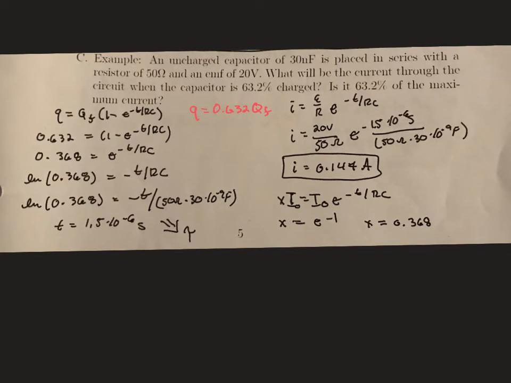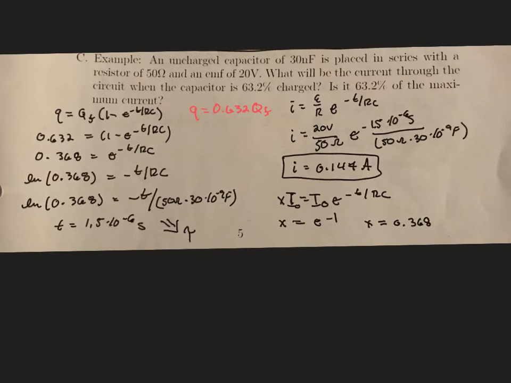I'm then going to do some algebraic rearrangement so that I can solve for t. First I'm going to subtract 1 from both sides and then multiply by -1. That's how we get the 0.368 here. And then I'm going to take the natural log of both sides to get rid of the exponential. I'm finally going to plug in the resistance and the capacitance and get a time that is 1.5 times 10 to the -6 seconds.